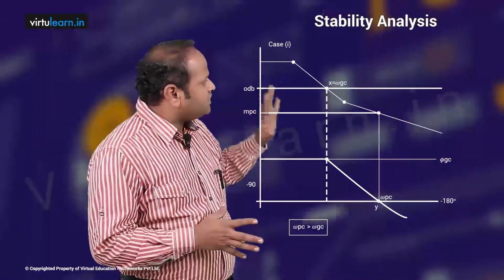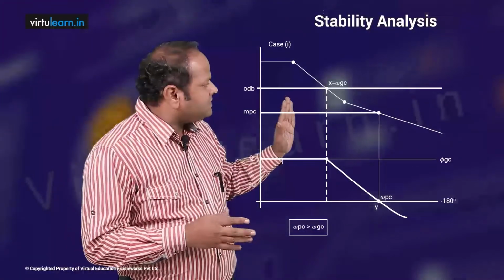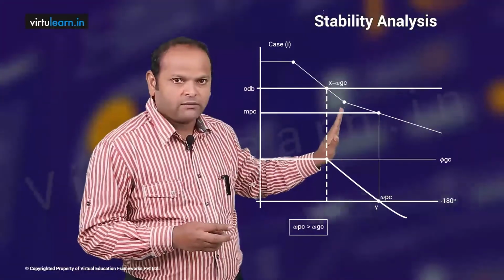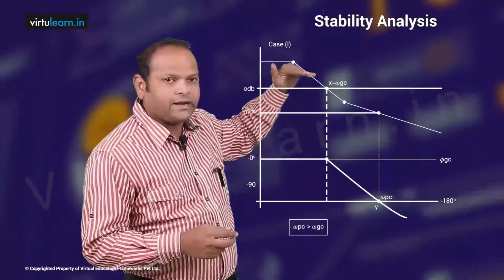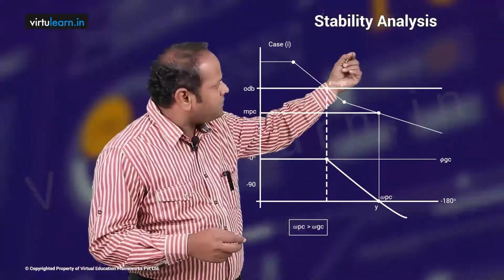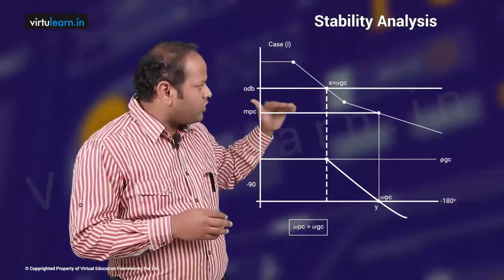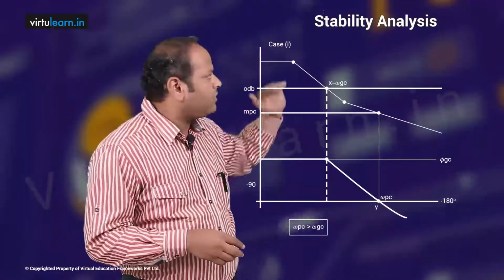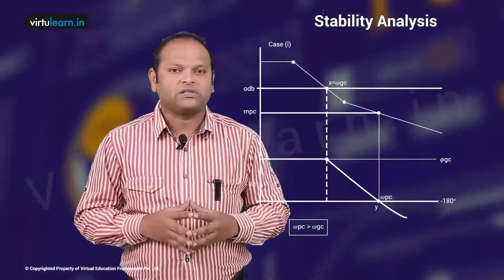Now what are the conditions from this? We can say that for a stable system, omega gc must be less than omega pc, the phi gc point must be above the 180 degrees line, the MPC point should be below the 0 dB line, and the phase margin should be positive and the gain margin should be positive. So these are the conditions for a stable system.